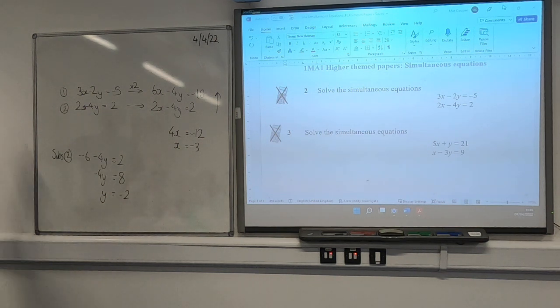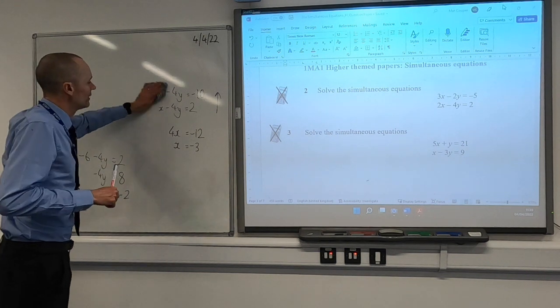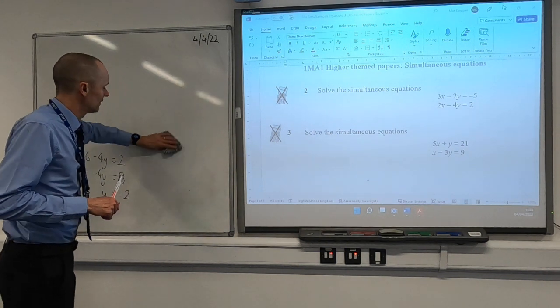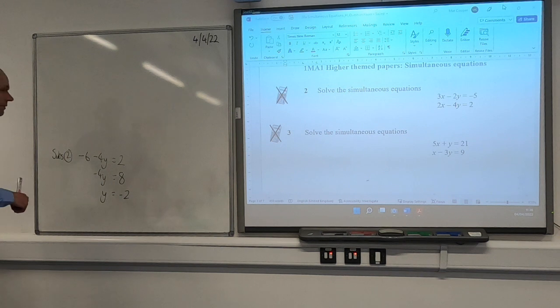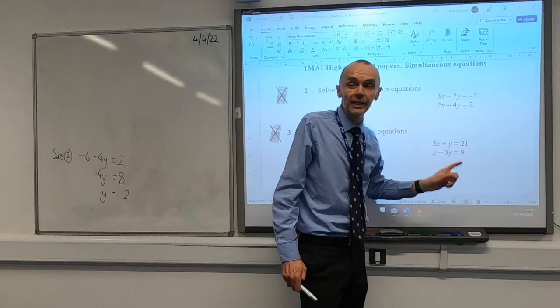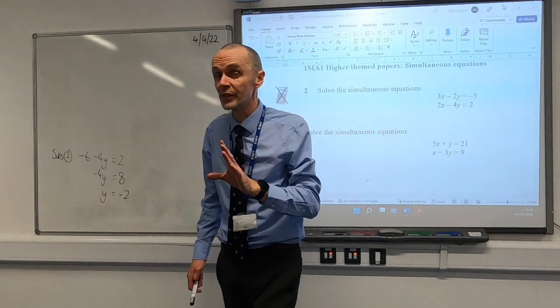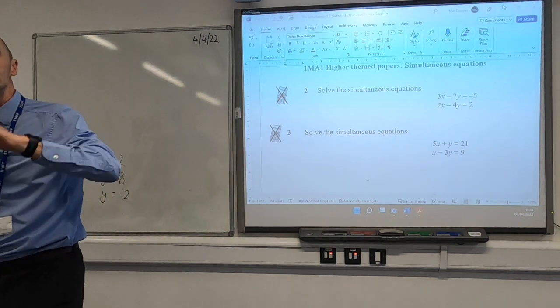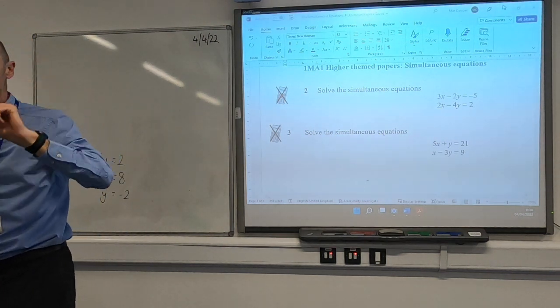Okay. So Callum, how did you start the second one? You can either times the bottom one by 5 or the top one by 3 and the bottom by minus 1. Yeah, so you've just got to be aware, if you choose to multiply this one by 3, you've got to use minus 3 or multiply the bottom one by minus 1 because you need the same number of y's. Plus 3 and minus 3 is not the same.